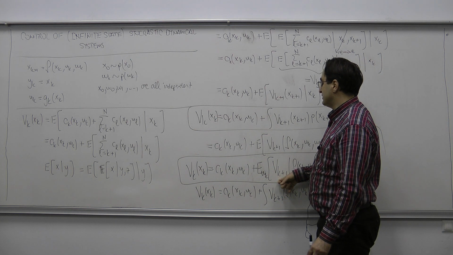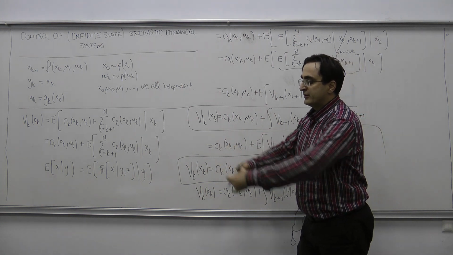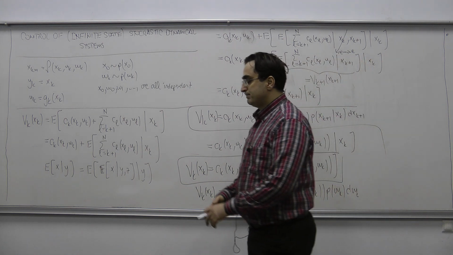So this is my recursive formula. From v_{k+1}, we get v_k. In this manner, we go backwards. And then, by going backwards, we can reach V_0.